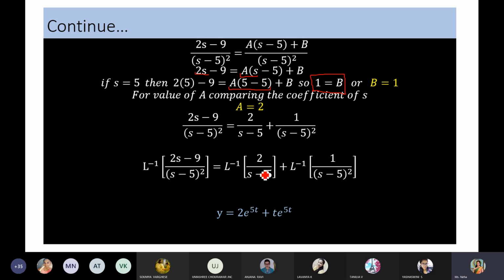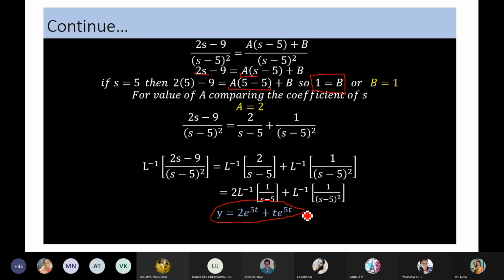So taking Laplace inverse on both the sides. So 2 into Laplace inverse of 1 by s minus 5 plus Laplace inverse of 1 by s minus 5 whole square. So this will be my final answer. So the f of t which you will get, that will act as your y function. So your y is 2 into e to the power 5t plus t e to the power 5t. Understood?